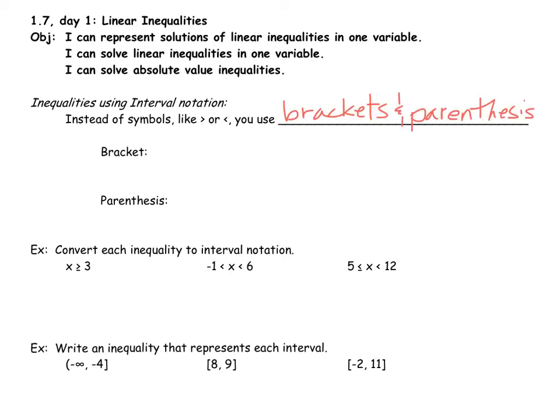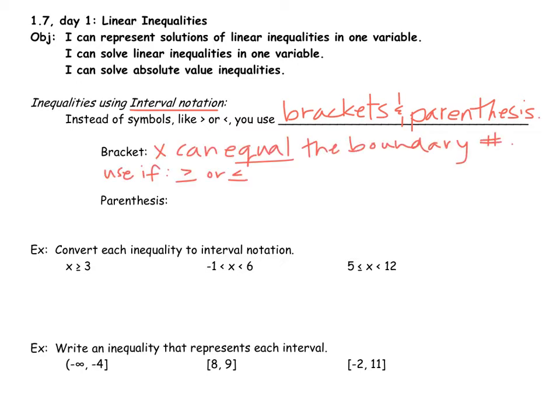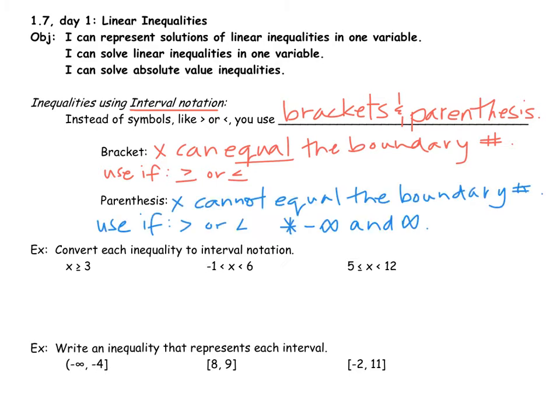When we write inequalities using interval notation, instead of symbols like greater than or less than, you're going to use brackets and parentheses. You would use a bracket if x can equal the boundary number in your solution. Brackets would be represented for an inequality that's greater than or equal to, or less than or equal to. You would use a parenthesis for your interval boundary if x cannot equal the boundary number. If you have just a greater than or a less than, you would use a parenthesis as your boundary.